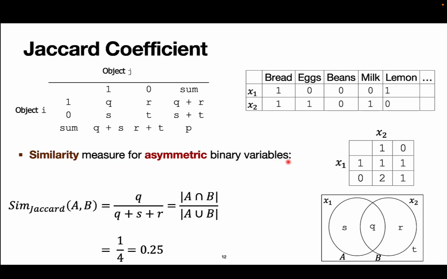Now we're talking about similarity, which is the Jaccard coefficient. And it's very intuitive. It's Q, the things that the objects agreed on, over Q plus S plus R. And it has a very nice Venn diagram-like explanation, where the similarity measure, or the Jaccard coefficient, is the cardinality of the intersection over the cardinality of the union.